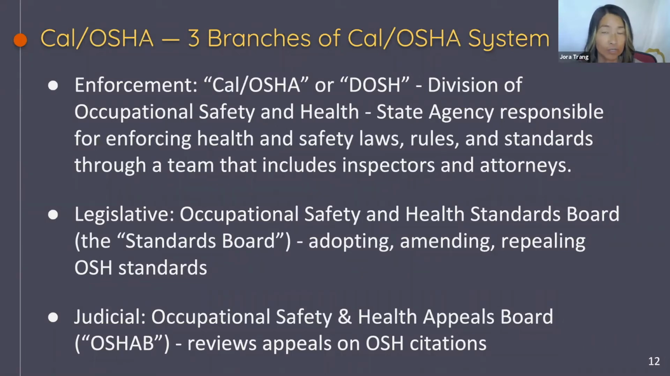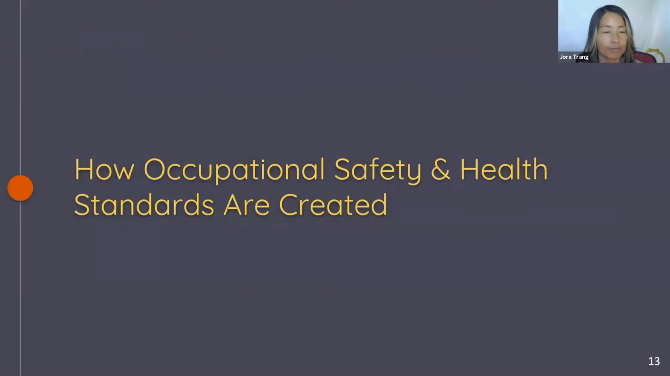The next is the judicial branch. After an employer gets a citation, for example, they have the right to appeal that citation. If they appeal it and it doesn't get settled out, just like any other litigation, it can potentially go into an appeals process hearing, heard by the Occupational Safety and Health Appeals Board through an administrative appeals process. So with that, I'm going to let Maggie take over and present with regard to the standards.